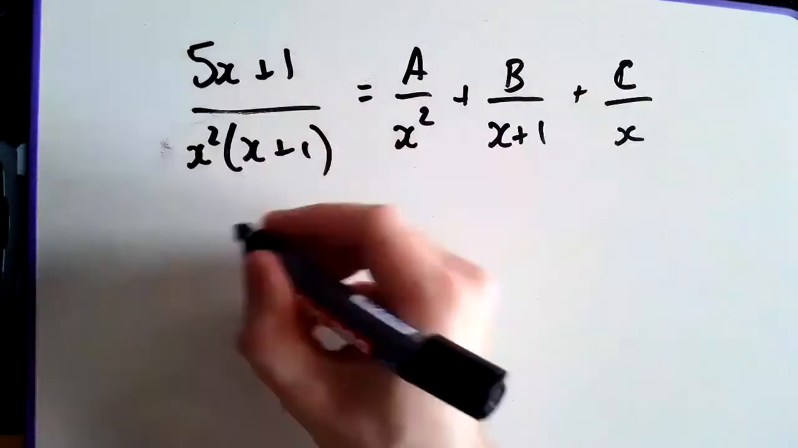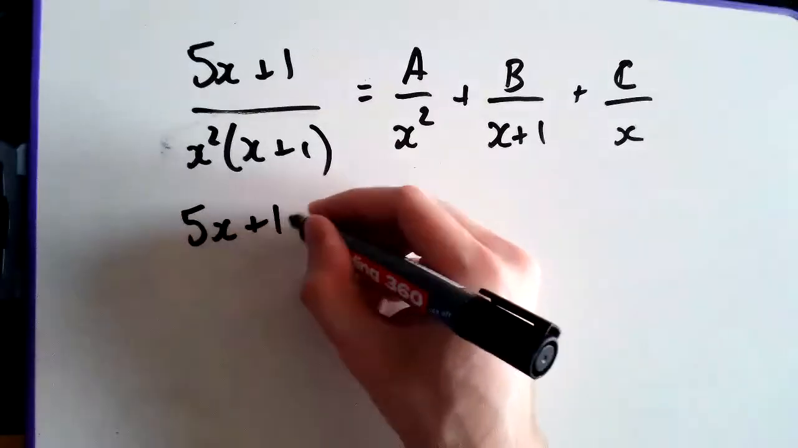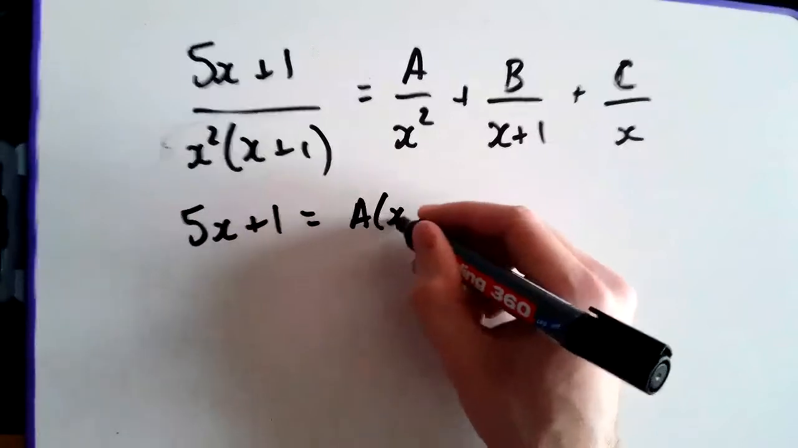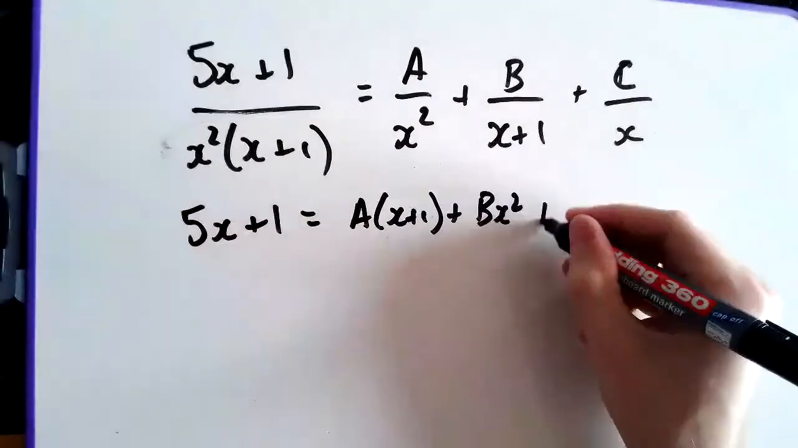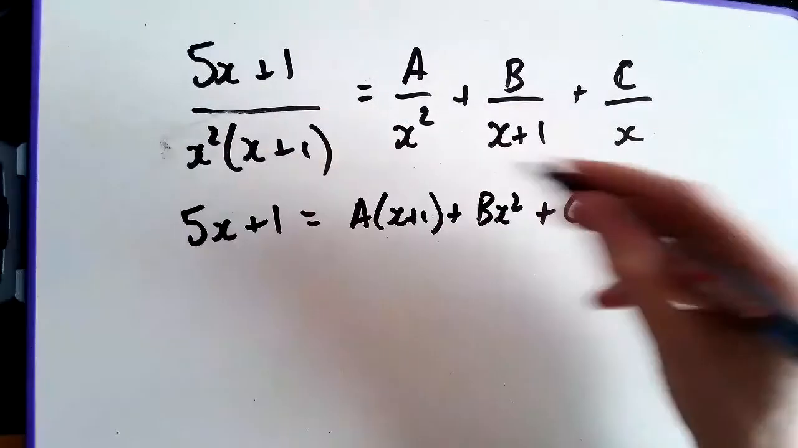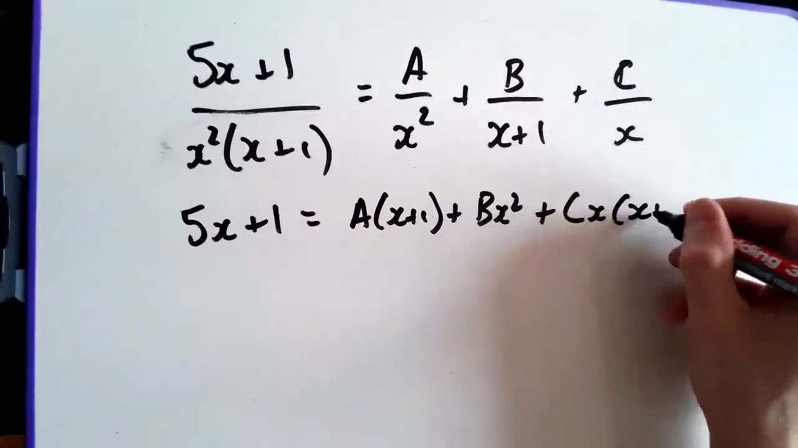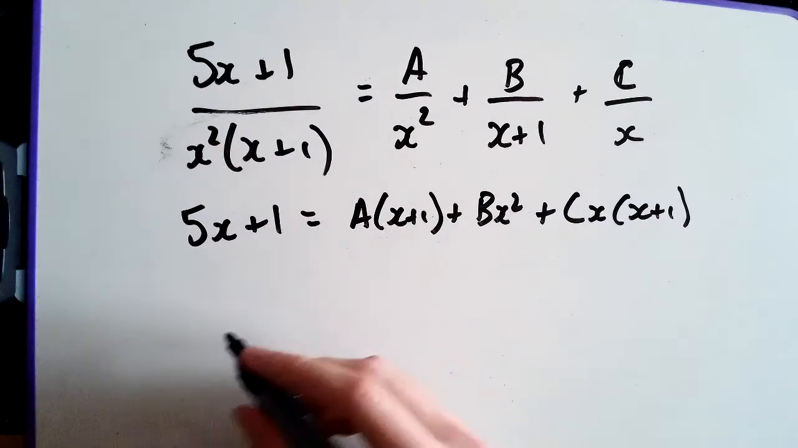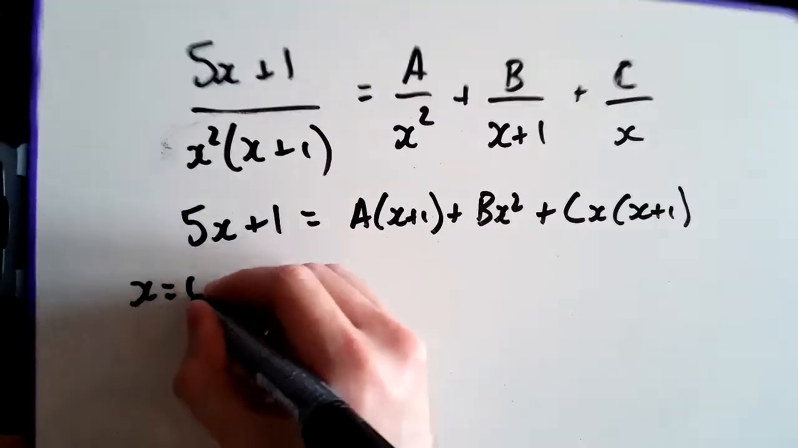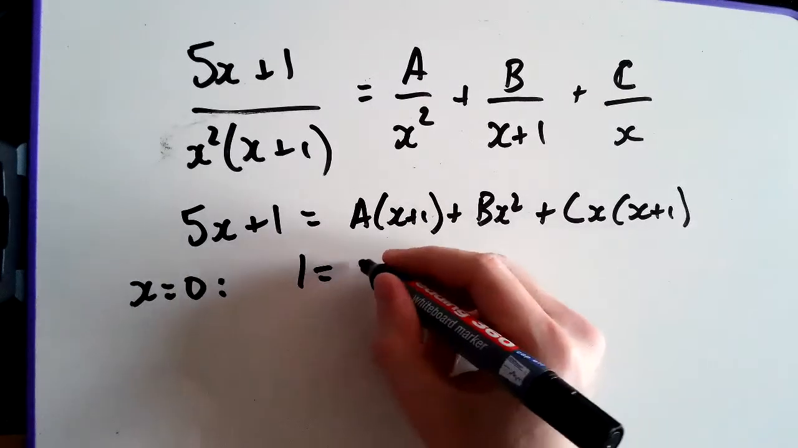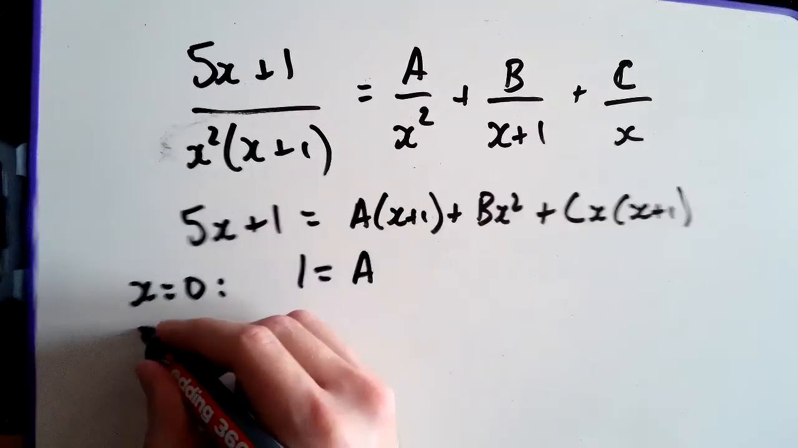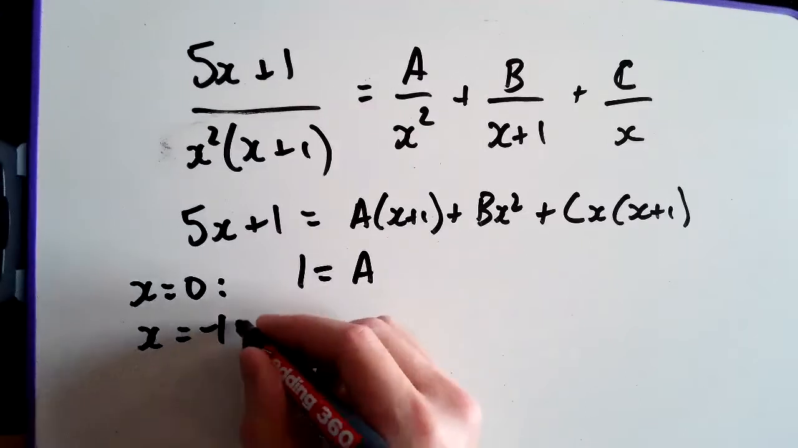Okay, so times it by the bottom, so 5x plus 1 is a lots of x plus 1, plus b lots of x squared, plus c lots of, for the x, will cancel out one of those x's, so x and x plus 1. Sub in your magic numbers, so 0. So I've got 1 equals, that disappears, so 1a. So nice and easy.